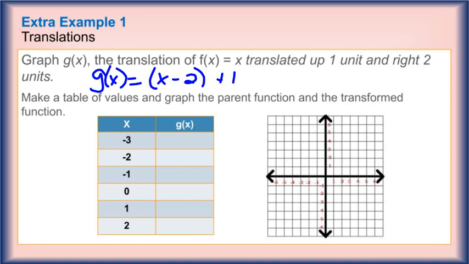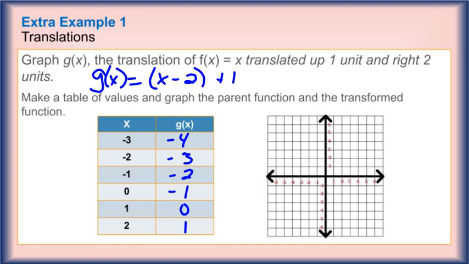So negative 3 minus 2 is negative 5. Negative 5 plus 1 is negative 4. Negative 2 minus 2 is negative 4, plus 1 is negative 3. Then negative 1 minus 2 is negative 3, plus 1 is negative 2. And these will just keep going up by 1s.